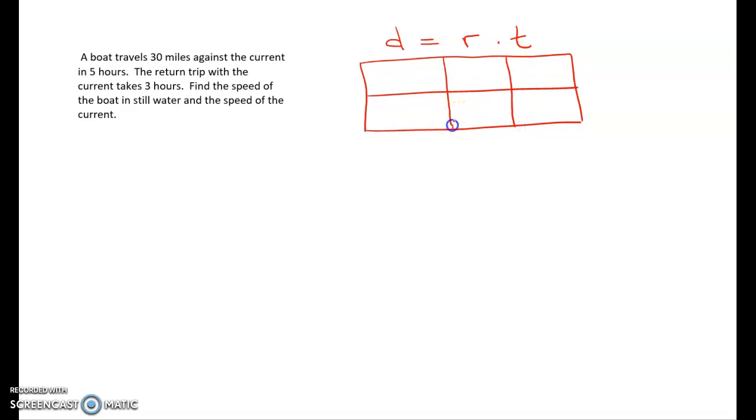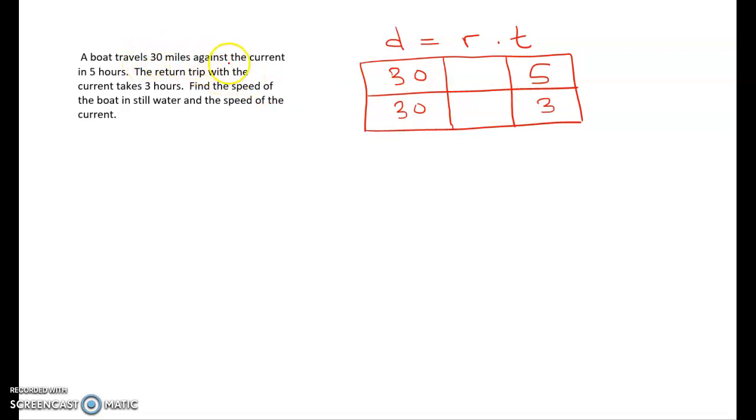Okay, so we know the total distance was 30 miles. It had a trip there and a return trip. So we know we're going to have 30 for both of the distances. Now one of the trips was 5 hours and one was 3 hours. So this was the 30 miles.